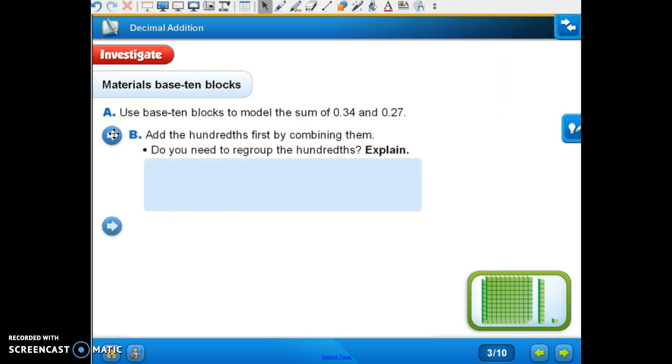Use your base 10 blocks to model the sum of 34 hundredths and 27 hundredths. Go ahead and put those two numbers in front of you on your table. Remember that the tenths are going to be represented by your 10 stick, and the hundredths are going to be represented by your ones cube.